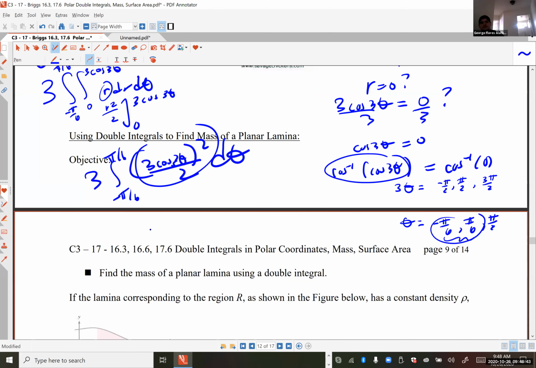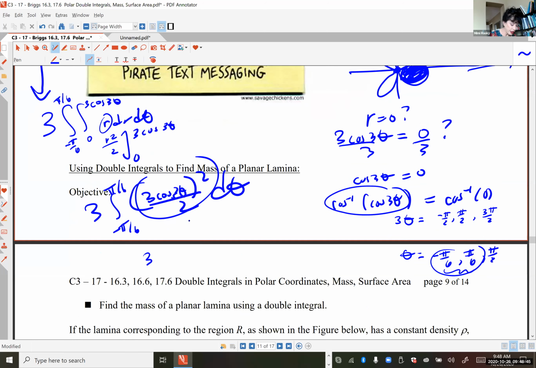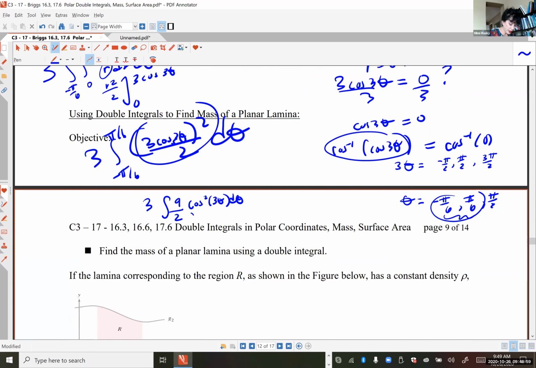So does anybody know what we're going to do now? A reduction. Yeah, you're going to have the integral here, 3 squared, that's 9, and then you're going to have halves, and then you're going to have cos squared of 3 theta. And you're going to need the power reduction formula. Okay? So the power reduction formula is going to be used here.